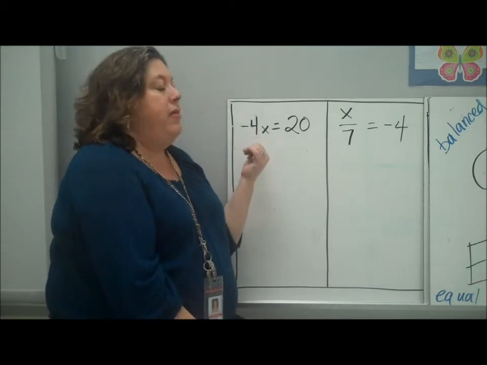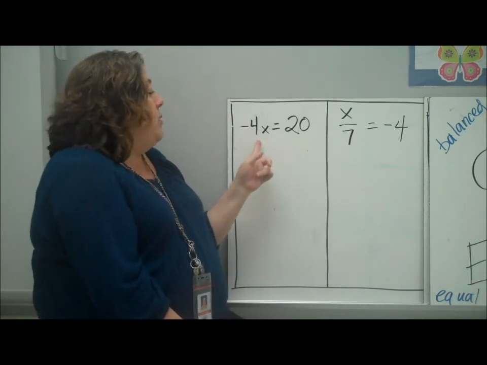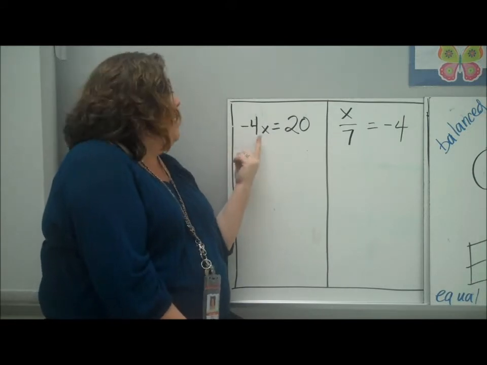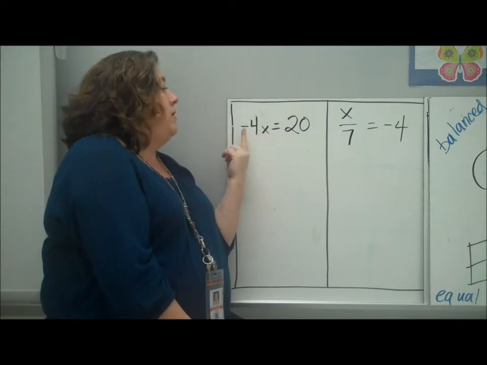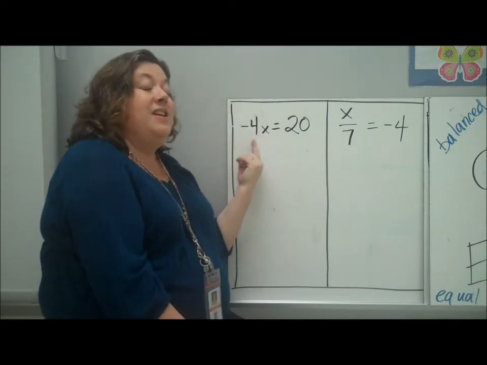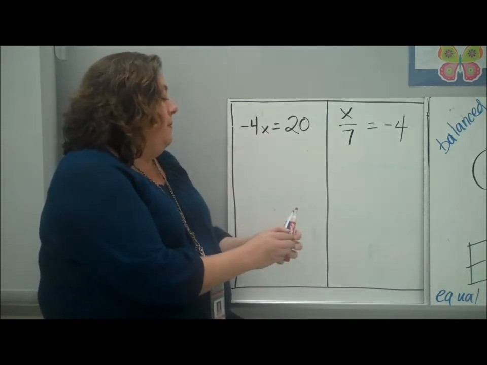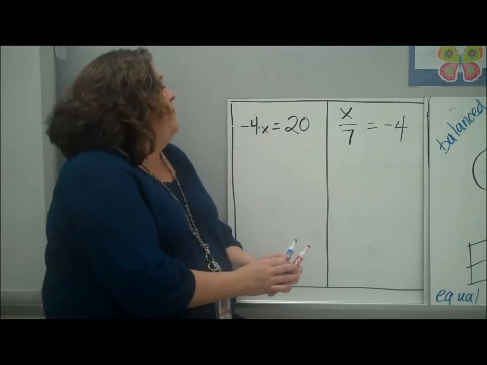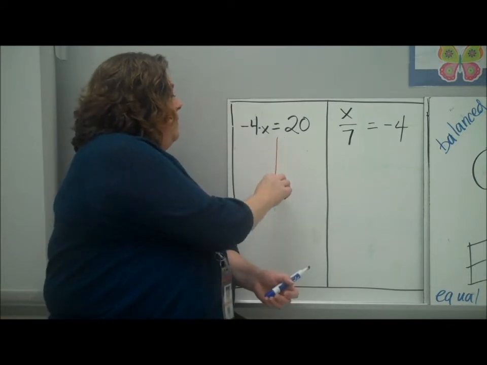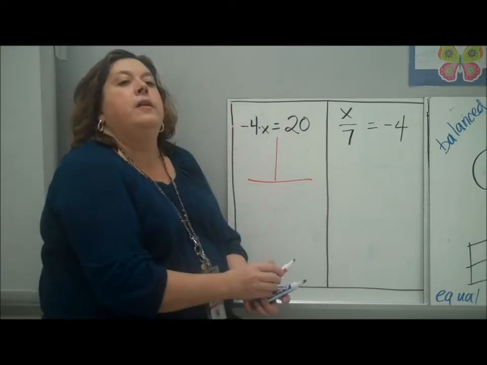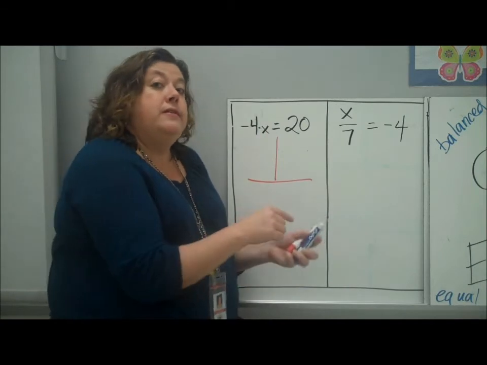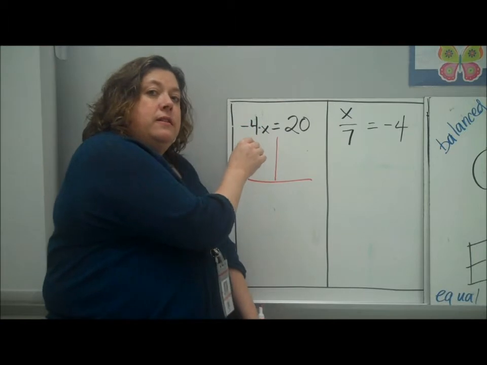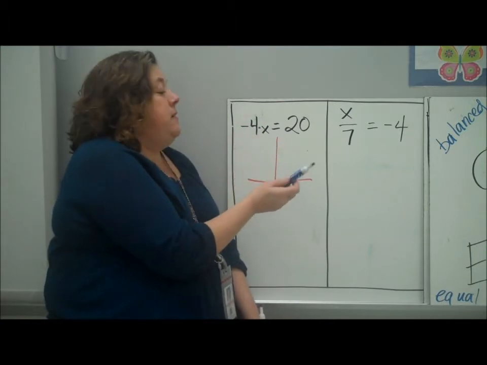Here's an example with multiplication. Remember, when 2 things are stuck together like this, I have a number, a term, and a variable. This is the coefficient and the variable. What's happening in here between these 2 is multiplication. So let's remember, that's negative 4 times x. I see multiplication. The opposite operation to multiplication is division.